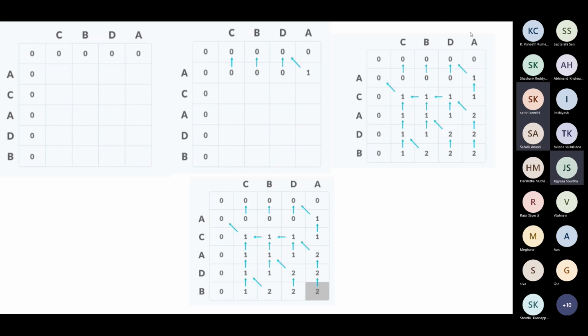If you don't find them equal, say for the second last row and the last column, when you want to fill it, D and A are not equal. So you just take the maximum of the left cell and the cell above. The maximum of 2 and 2 is 2, so 2 is given. At last, this 2 is the longest common subsequence length of both these strings.